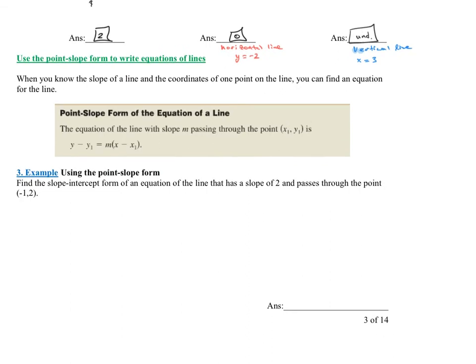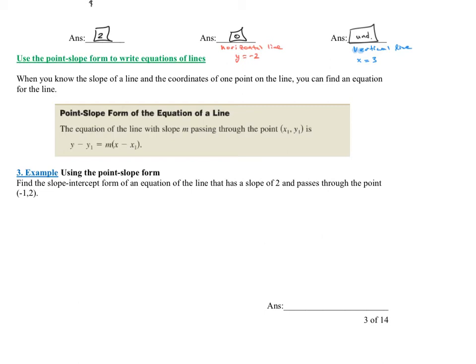It says use the point-slope form to write equations of lines. When you know the slope of a line and the coordinates of one point of the line, you can find the equation of the line. The other one was slope-intercept, where you needed to know the slope and the y-intercept very specifically. The beauty of this formula is all I need to know is the slope and any point on the line. It doesn't have to be the y-intercept.